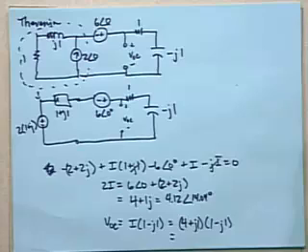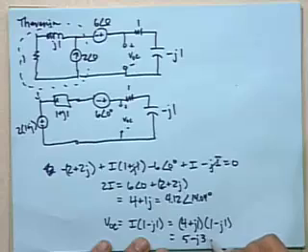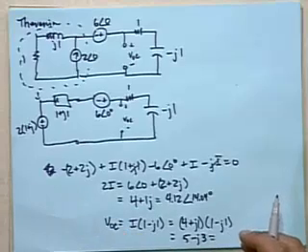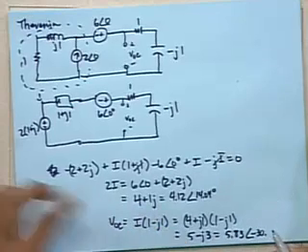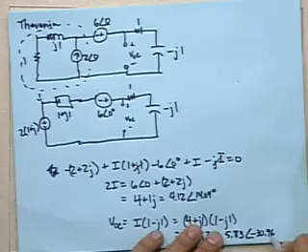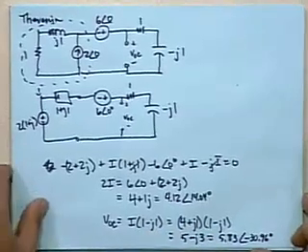4 plus J1 times 1 minus J1. Sure. So the nice way of expressing it is 5 minus J3. And as a phasor, that's the very unfortunate 5.83 at an angle of negative 30.96. So that's our open circuit voltage.